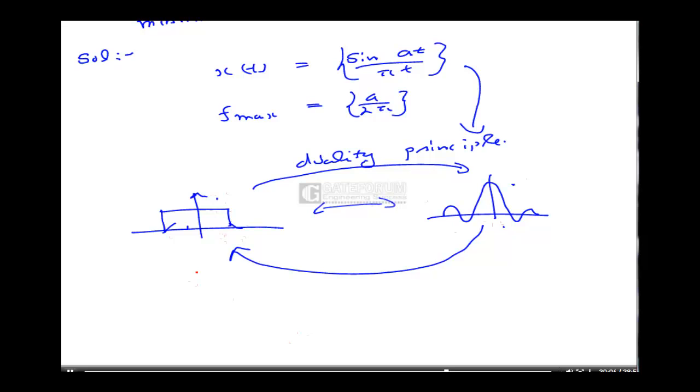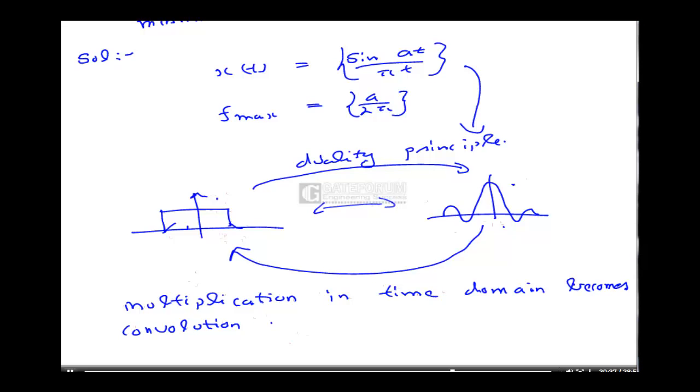Now in the question it is given (sin 2 pi 1000 t by pi t) whole cube. That means I am multiplying the signal 3 times. Multiplication in time domain goes to convolution in frequency domain. One more principle is involved. Multiplication in time domain becomes convolution in frequency domain. Now once the convolution takes place in frequency domain, the frequencies will get added up.